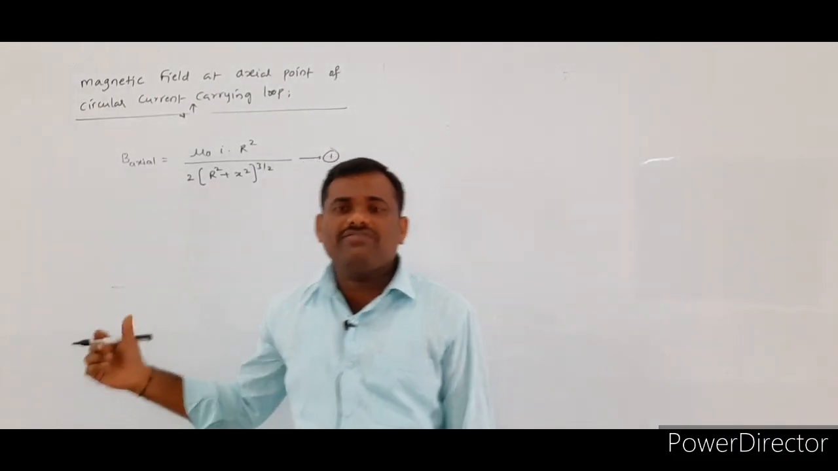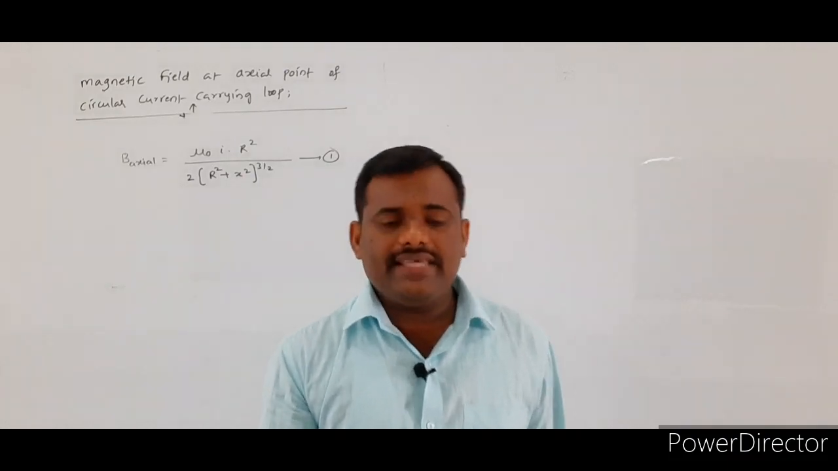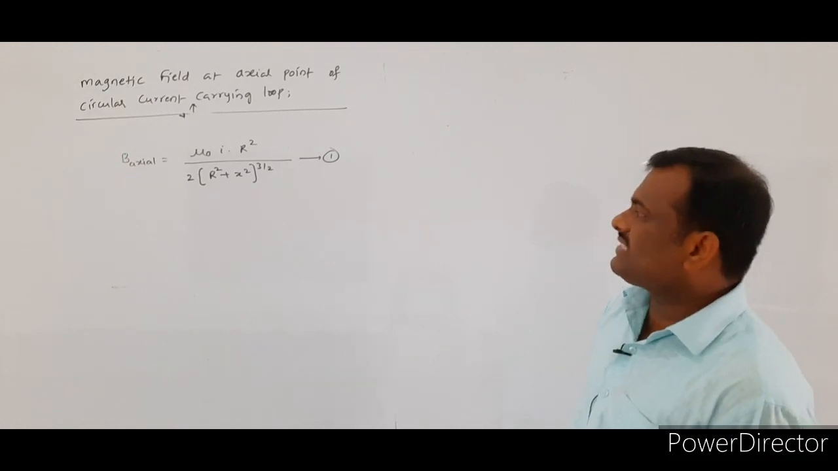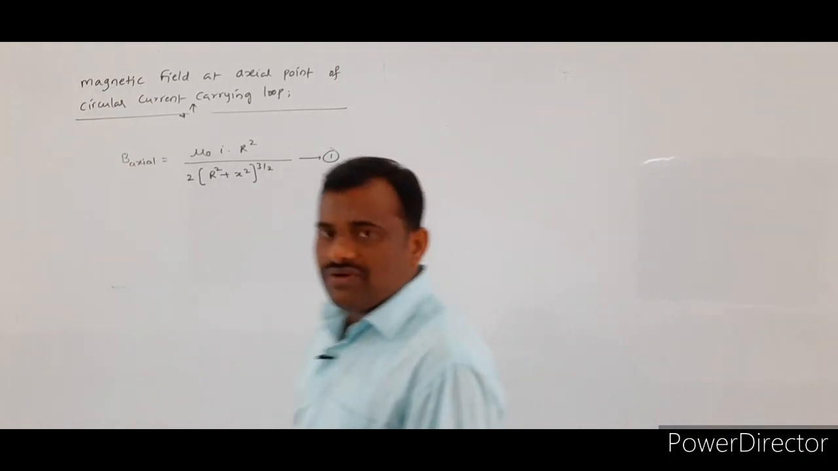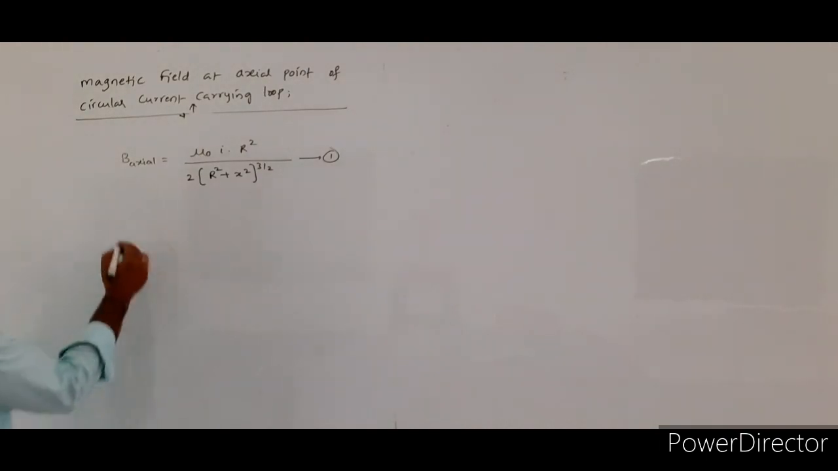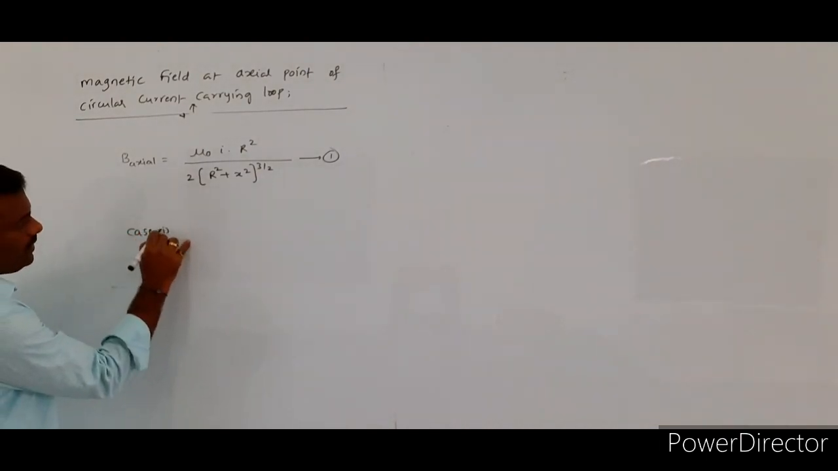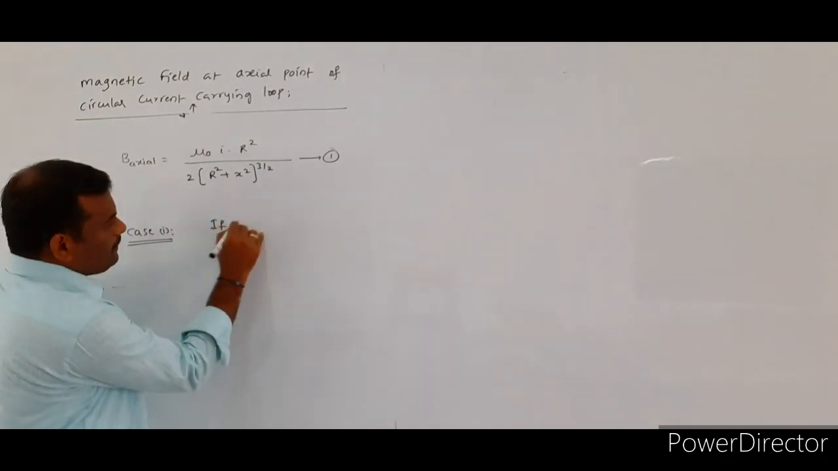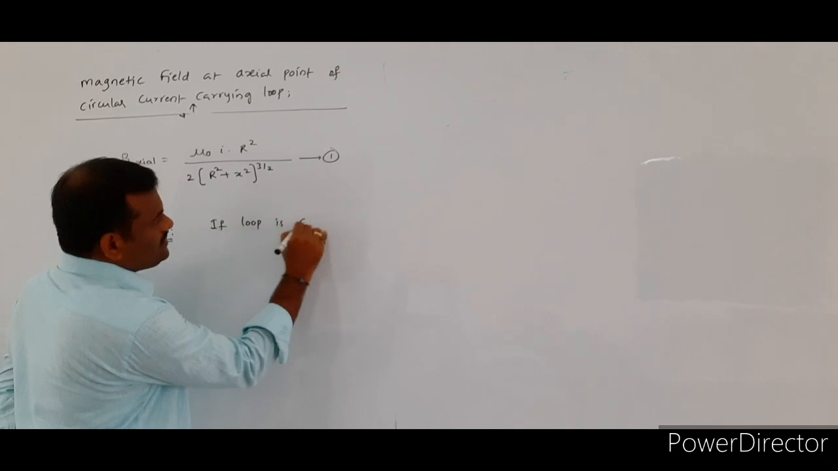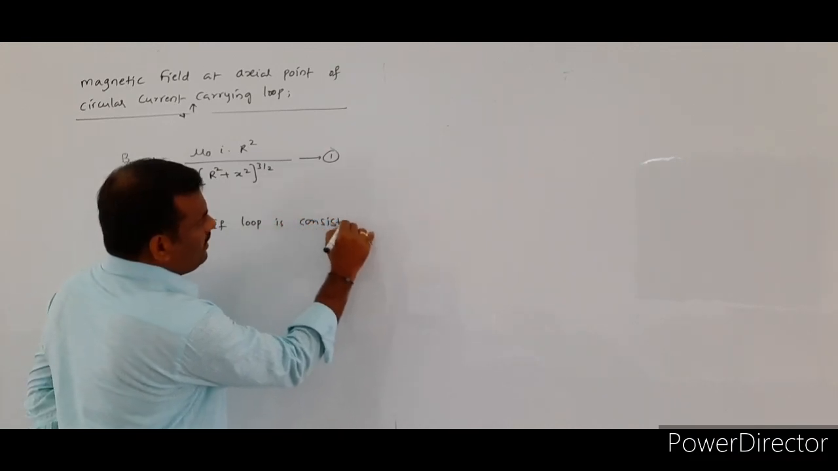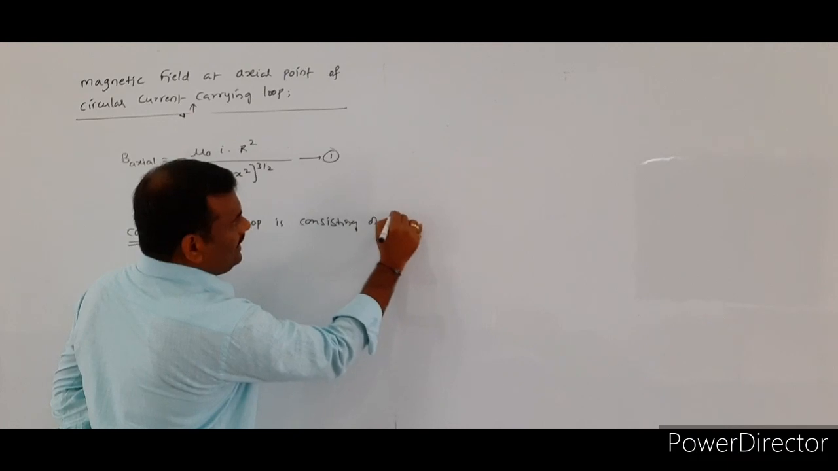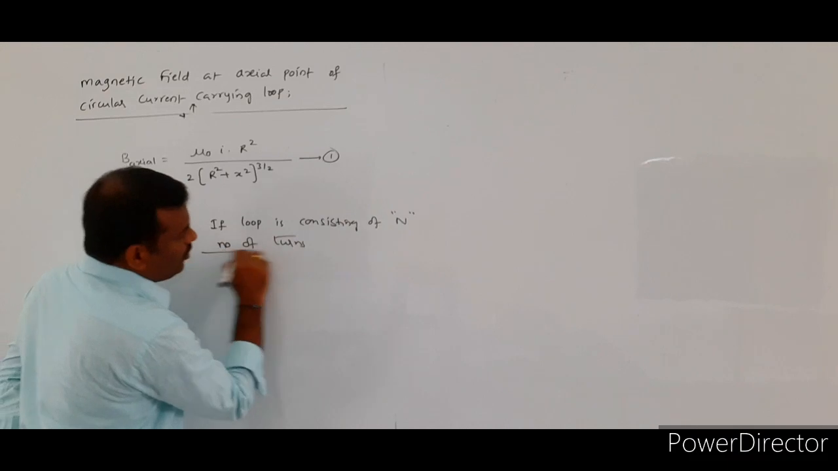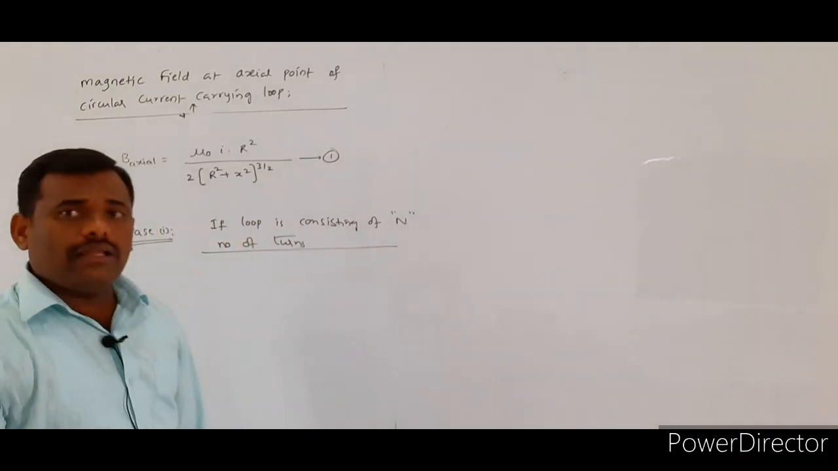See, so what you got as the final equation here? B axial is equal to mu naught I R square by 2 into R square plus x square whole power 3 by 2. Now we will see some special cases here. Case 1: if the loop is consisting of capital N number of turns.